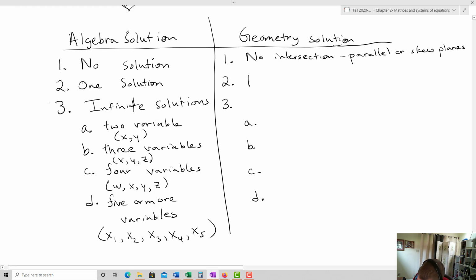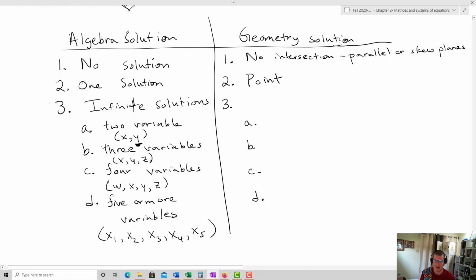One solution, we're going to characterize as a point. And then when we have an infinite number of solutions, we're going to characterize these geometrically depending upon how many variables we have. Now, in the case of each variable, I want you to think in terms of having a dependent variable, and we'll have one or more independent variables.